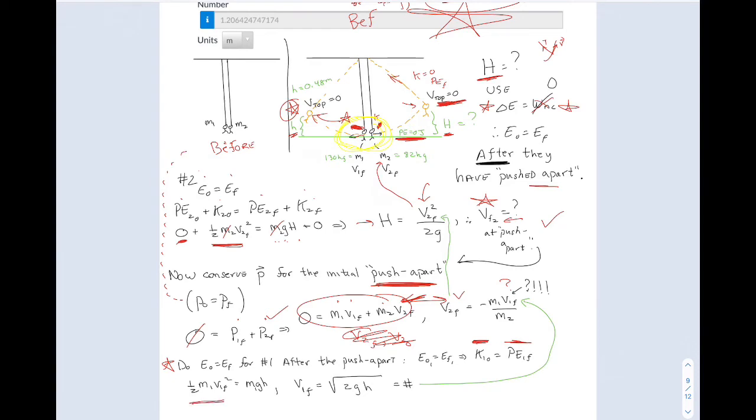So initial kinetic is equal to final potential. Remember I'm using little h because we're up here. Get rid of the m's, and then I solve that for V1 final, and I get that as a number. That goes into there, so now I get V2 final. That's a number. And then I take that and stick it right there, and that gives me my height h that I'm trying to find.